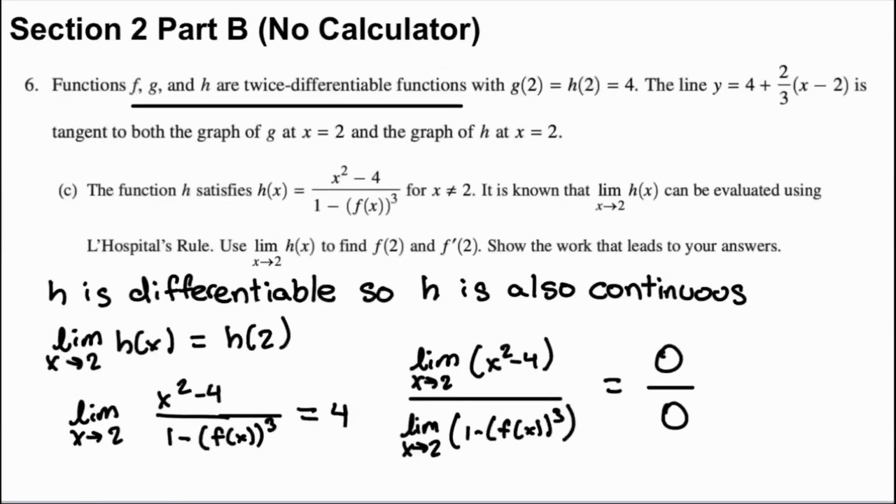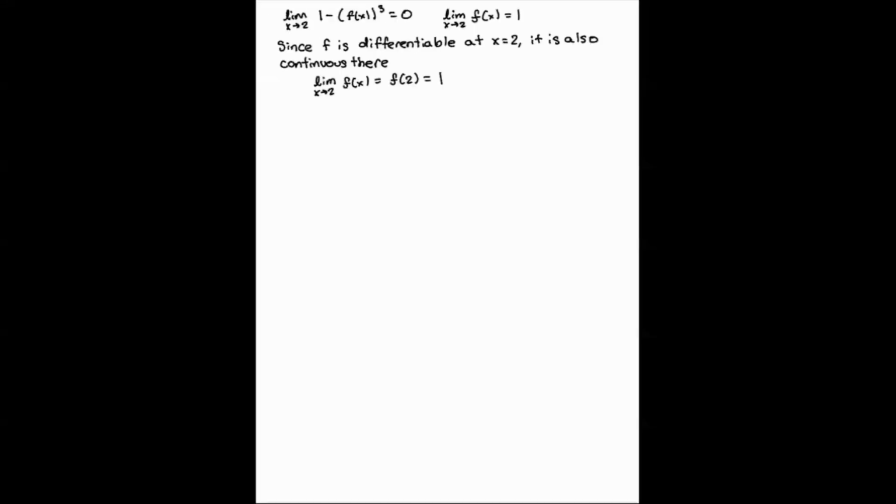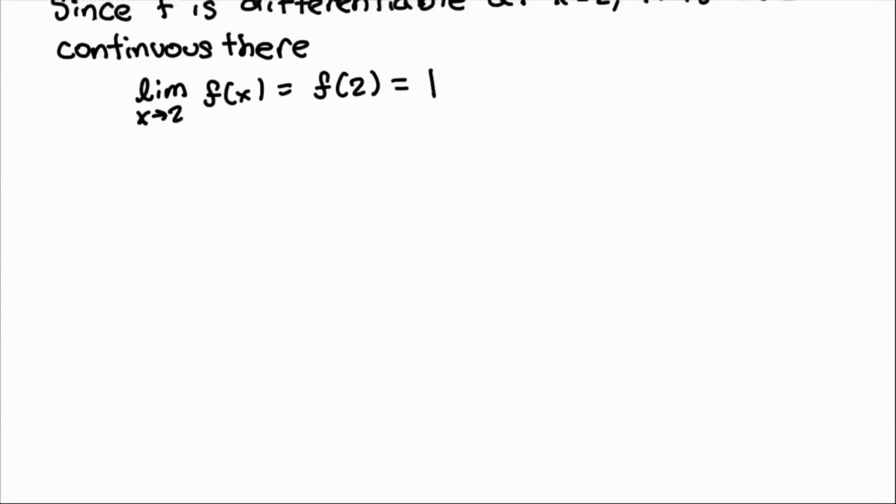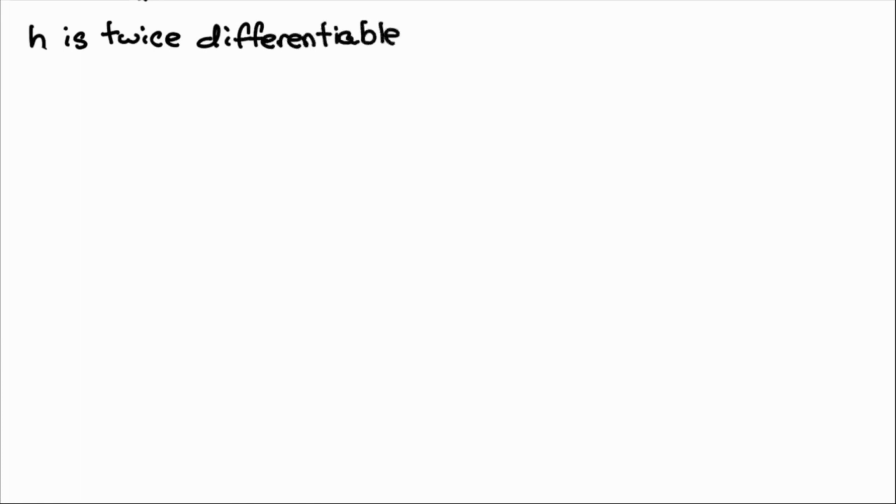Now, unfortunately, that is not the whole question. We also have to find f prime of 2. So now finding f prime of 2, we have to say a new relationship. This is why they give you that h is twice differentiable. So we have to rewrite that. We have to say that h is twice differentiable, meaning that h prime is continuous as well.